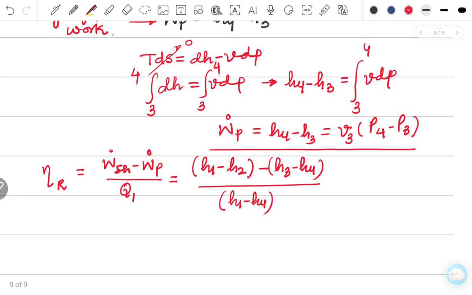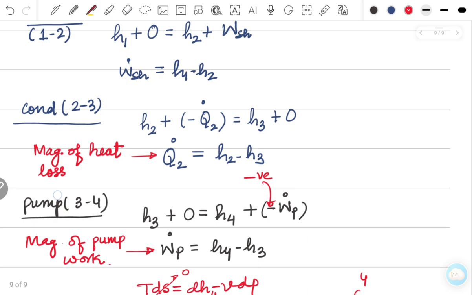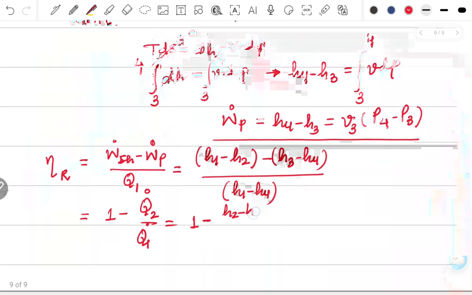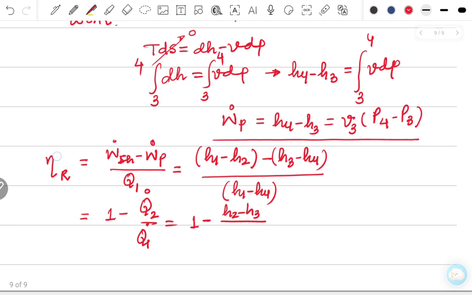So friends, in this way you can evaluate the efficiency, or you can also write it in terms of heat interactions, that is 1 minus Q2 dot by Q1 dot. What is Q2 dot? Q2 dot is H2 minus H3, so H2 minus H3 divided by Q1 dot, which is H1 minus H4. Whichever is easy for you, you can do it. That is how we evaluate the effectiveness, or what we say, the efficiency of a power plant.